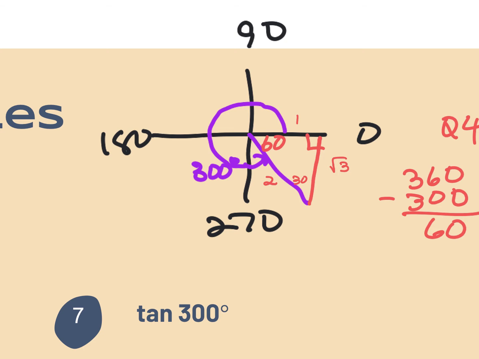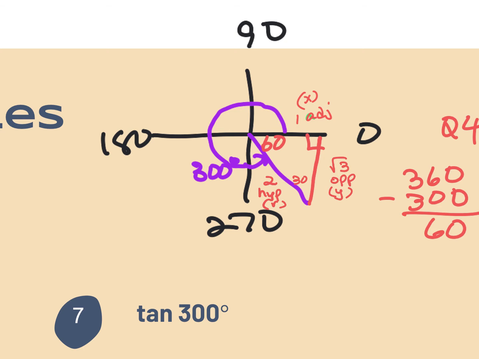So again, the 1 is going to be the adjacent side. Maybe I'll just do it in red, it's showing up better. This is adjacent, it's also your x. This is the opposite, also you can memorize it as y. This is the hypotenuse, and you can memorize it as r.